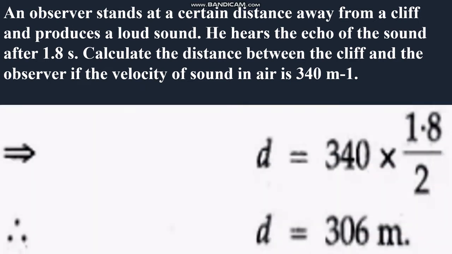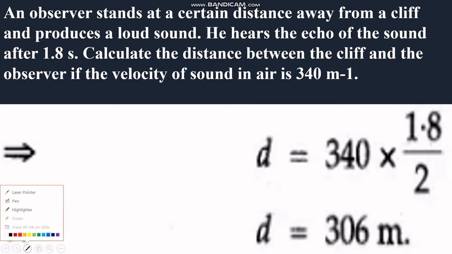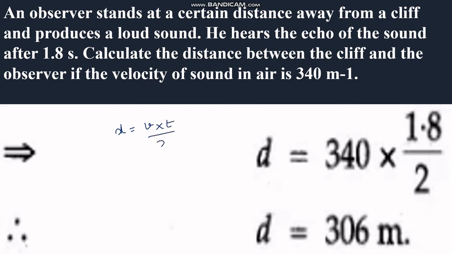So we all know that distance is given by what? Distance will be equal to velocity into time upon 2, isn't it? So here the velocity is 340 meter per second. Time is 1.8 divided by 2. The distance is coming out to be 306 meter. This was a simple numerical. Let's see another one.